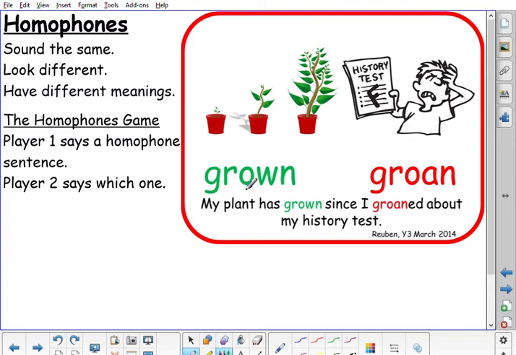We've got grown with an OW, we've got grown with an OA. My plant has grown since I groaned about my history test. So do you know the difference between grown and groan? When you hear the word groan, make sure you ask the question, which one? And here's the game you could play at home. Player 1 says a homophone sentence, player 2 says which one it is.